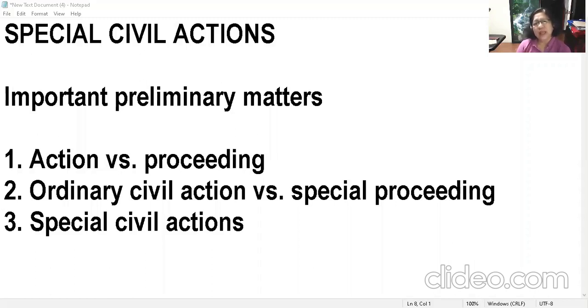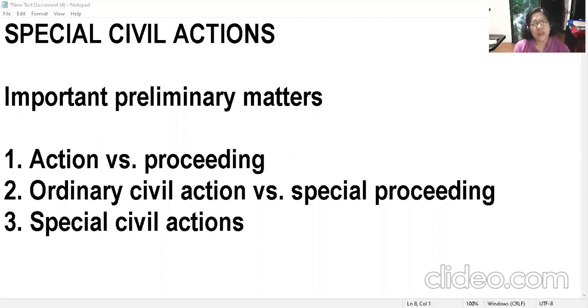And when you analyze a situation, you have to make sure that all these elements are present so that the case will prosper in case you are the plaintiff, or so that you can defeat the case if the elements are not complete if you are the defendant. Okay, yun yung reason bakit nyo kailangan alam yung definition and elements of a cause of action.